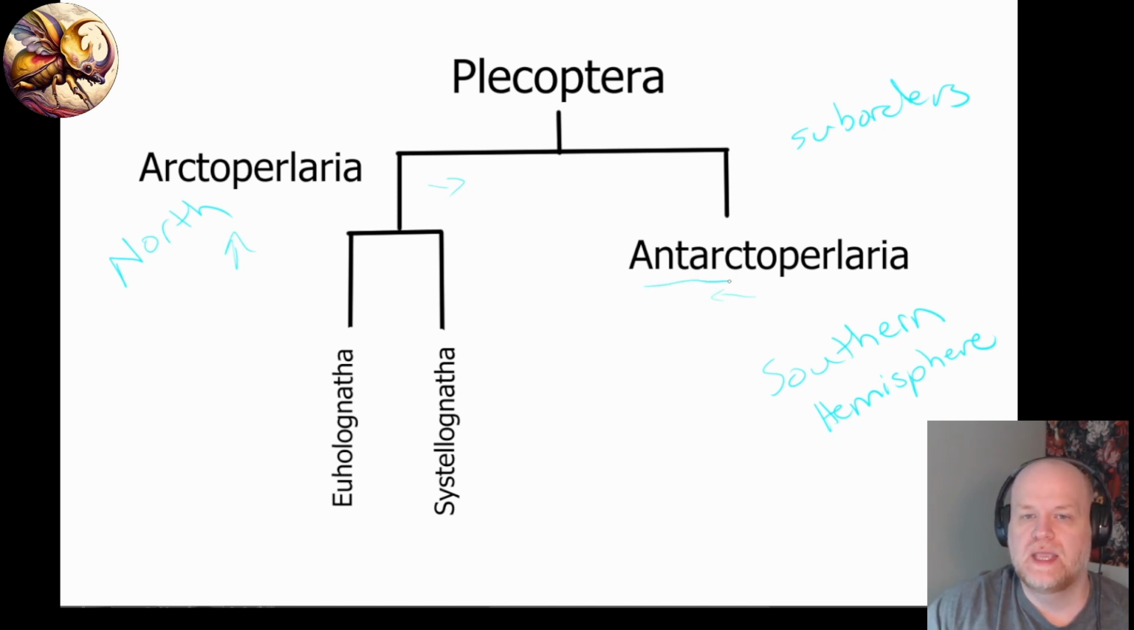So all of the Antarctoperlaria are in the southern hemisphere. I've actually never collected any of those because I haven't collected in the southern hemisphere. But the Arctoperlaria, if you're collecting in the United States, all of them will be in this group. Within that group, these are called infraorders. It's just another subdivision. There are two major subdivisions, the Euholonatha and the Cistellonatha, and we'll talk about those a little bit today. What is interesting is that this division occurred a long time ago.